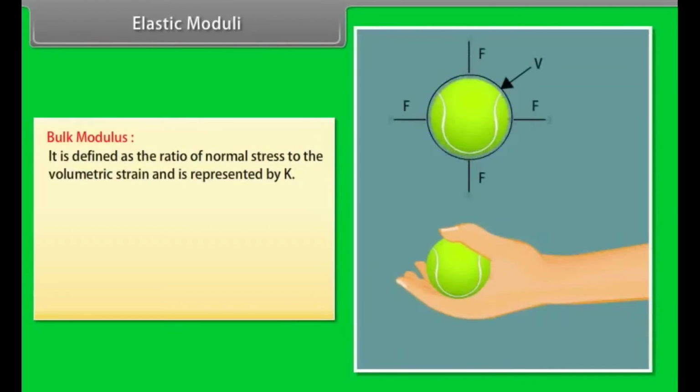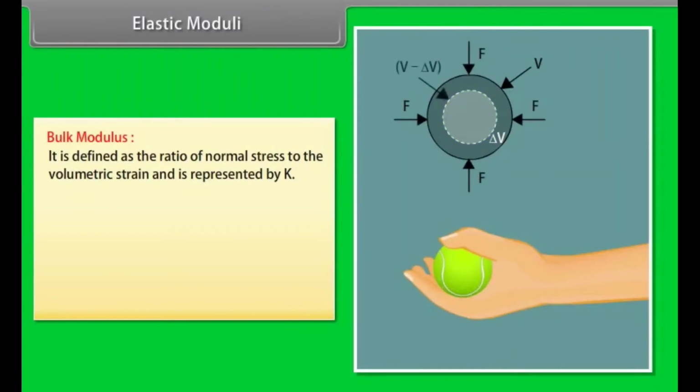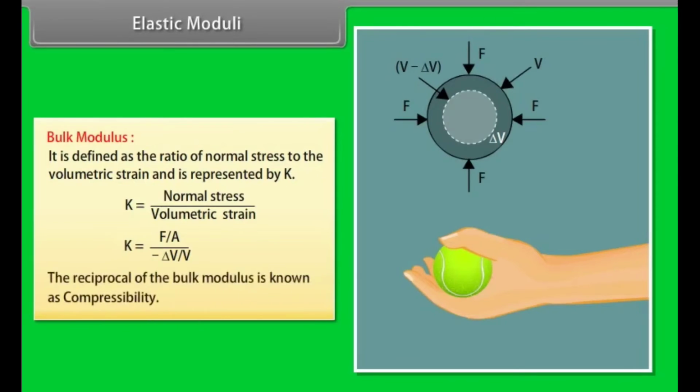Bulk modulus is defined as the ratio of normal stress to the volumetric strain and is represented by K. K is equal to normal stress upon volumetric strain. K is equal to F upon A divided by negative delta V upon V. The reciprocal of the bulk modulus is known as compressibility.